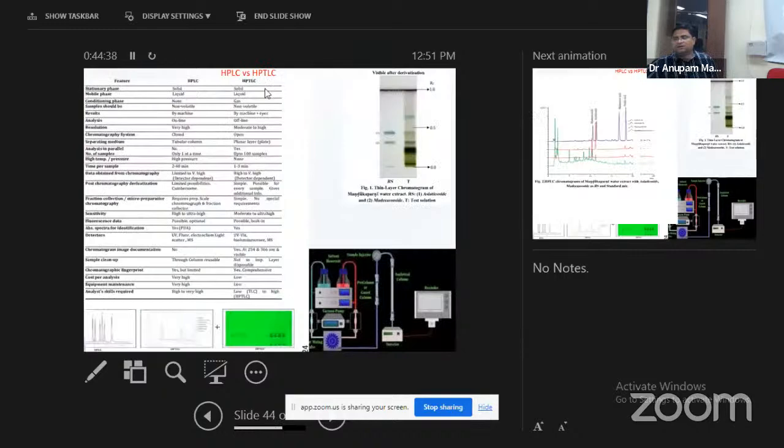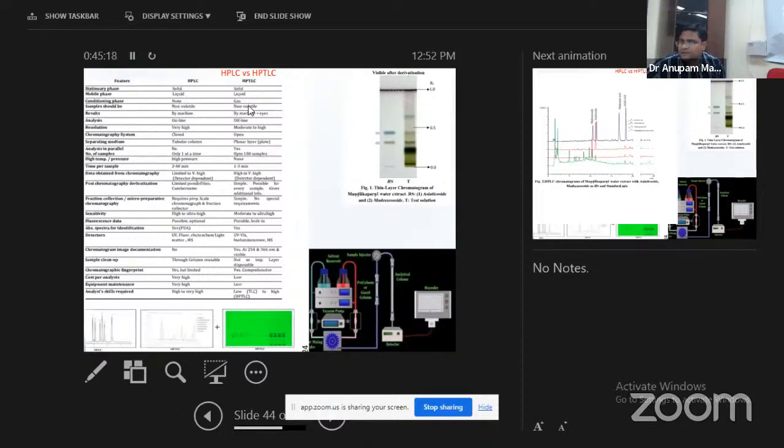HPTLC and HPLC: there are some limitations; every technique has some limitations. In HPTLC, the sensitivity is less than HPLC. In HPLC there is high accuracy and high sensitivity, but in HPTLC you cannot get that much sensitivity. But HPTLC is very cost effective, and no gas is required. Conditioning is also not required in HPTLC.